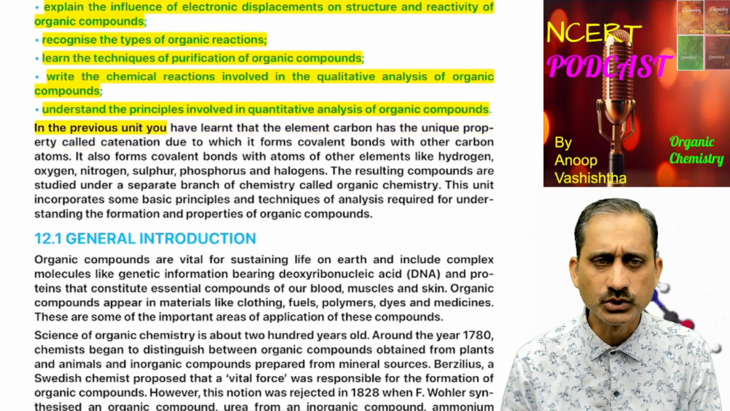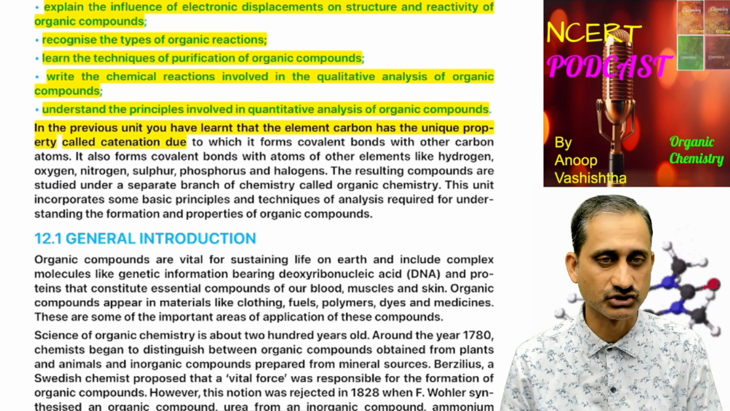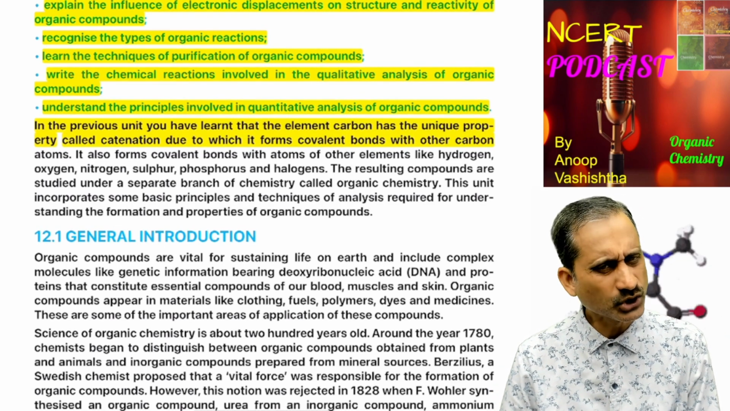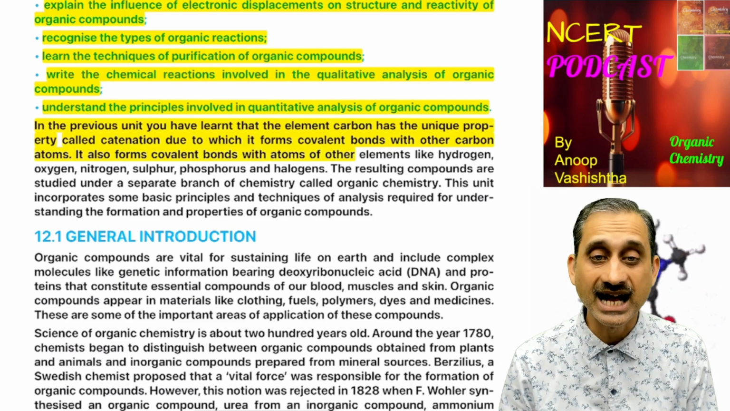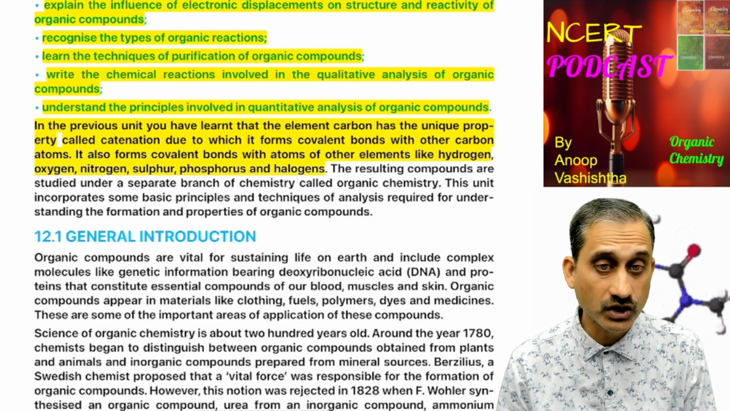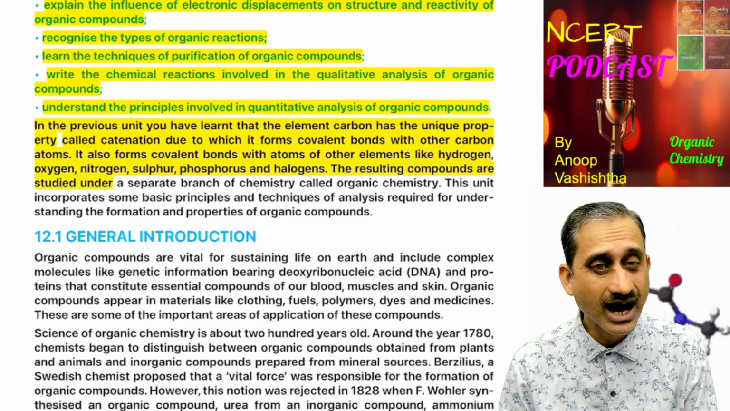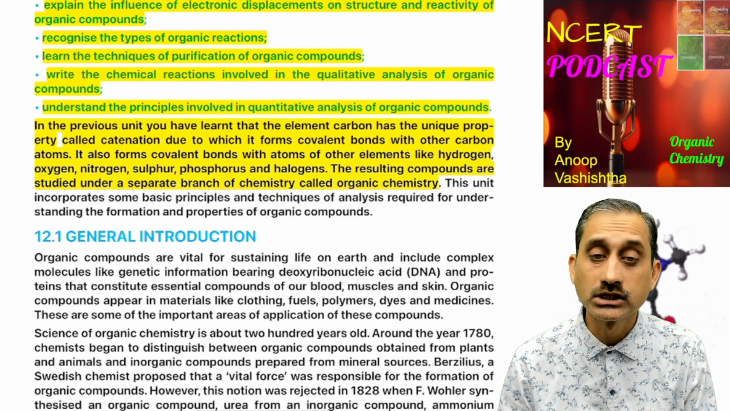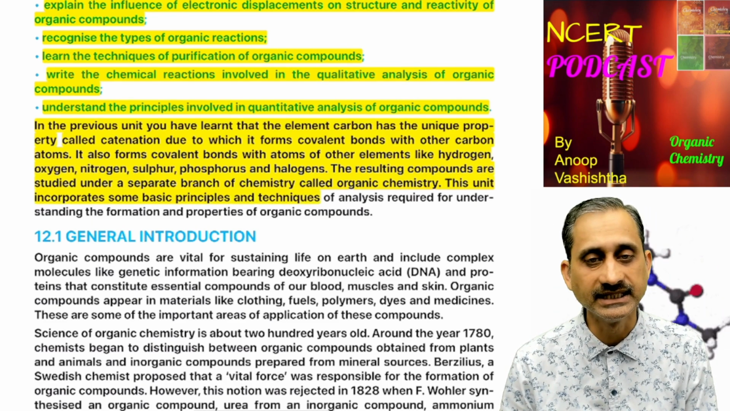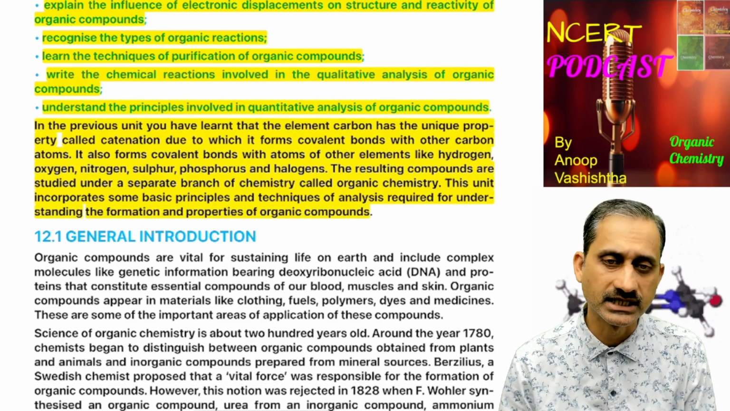In the previous unit, you have learned that the element carbon has a unique property called catenation, due to which it forms covalent bonds with other carbon atoms. It also forms covalent bonds with atoms of other elements like hydrogen, oxygen, nitrogen, sulfur, phosphorus, and halogens. The resulting compounds are studied under a separate branch of chemistry called organic chemistry. This unit incorporates some basic principles and techniques of analysis required for understanding the formation and properties of organic compounds.